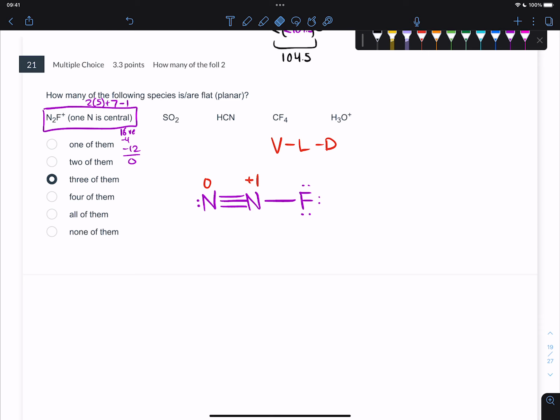And then we're looking at the fluorine on the edge. Fluorine has 7 valence, minus its 1 line, minus its 6 dots. That's going to be a 0 formal charge. All right, we have our formal charges. If you add up the formal charges, 0 plus 1 plus 0 is plus 1. Verify that everything's good. This is what it looks like. Is this flat?